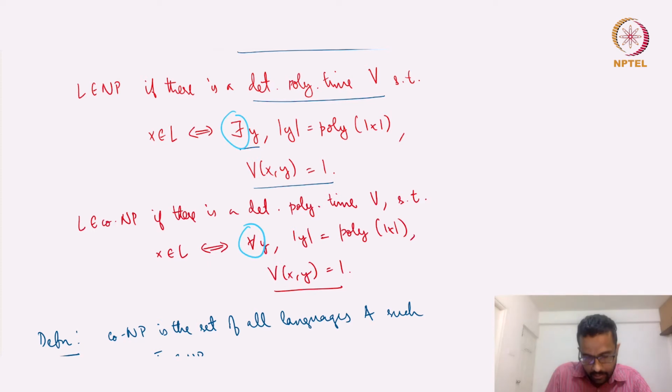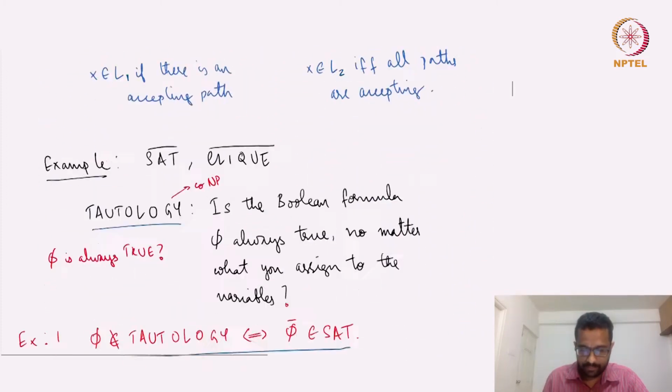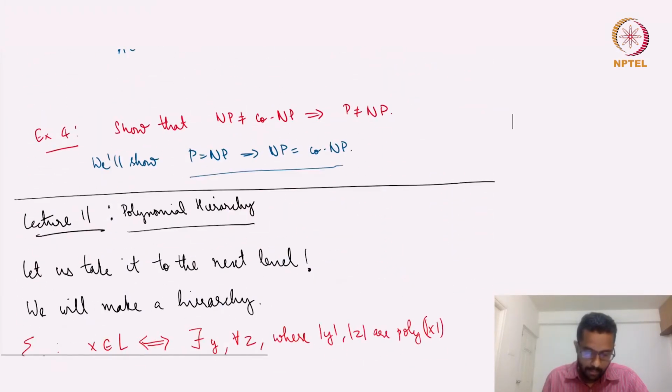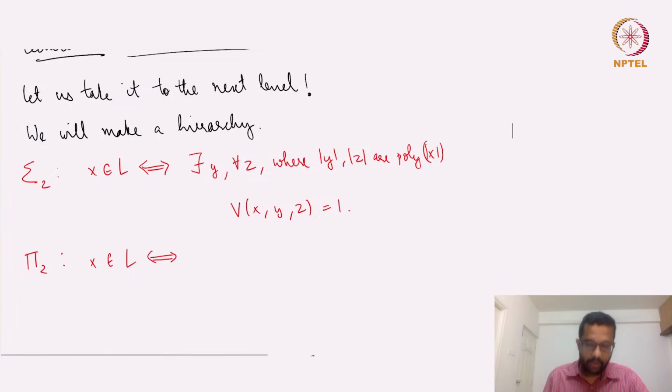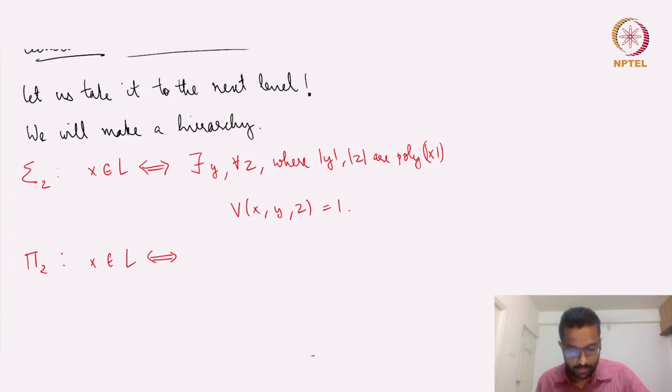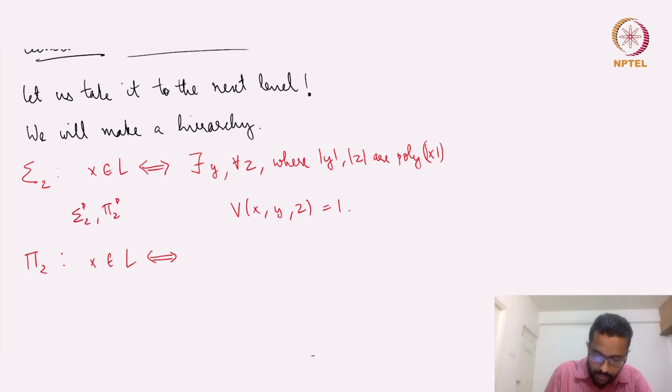Now can we combine these, and in what way can we combine these? Let's see. Now we will define two classes called sigma 2 and pi 2. Sometimes they are also called sigma 2p and pi 2p, because eventually everything has a polynomial time verifier going on. So what is sigma 2 and pi 2?